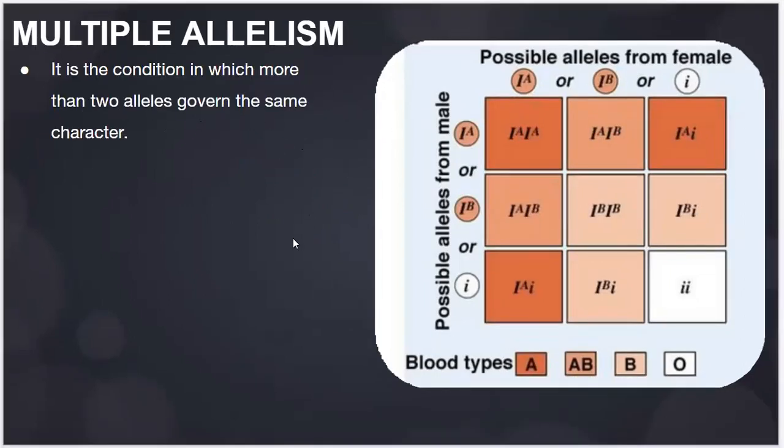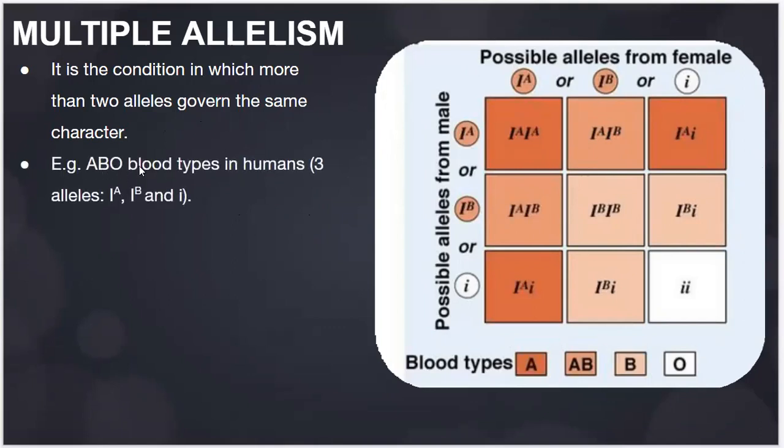So, same character, same trait, let's say only the blood grouping we are discussing, but more than two alleles can be there. Okay, so the example is ABO blood grouping in humans. So here, how many alleles are there? Not two, three: IA, IB, and i.